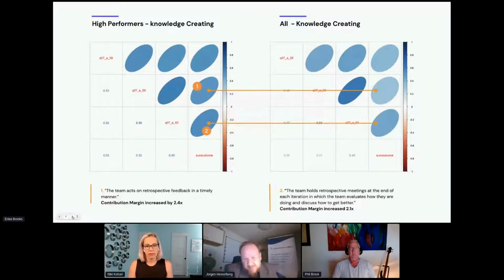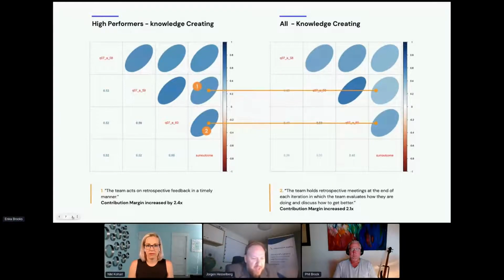Now, when you're looking at these little plots here, I know it's very hard to see this clearly, but the bluer and more oval the particular square or circle is, the higher the correlation is. And what you're seeing in terms of the difference is what we call a contribution margin, which essentially is explaining the extent to which the team is performing differently from the rest. And two things really stood out here. Number one, and I think this one is super important, the team acts on retrospective feedback in a timely manner. The difference here, 2.4 times, was the difference in contribution margin between high-performing teams and average teams.